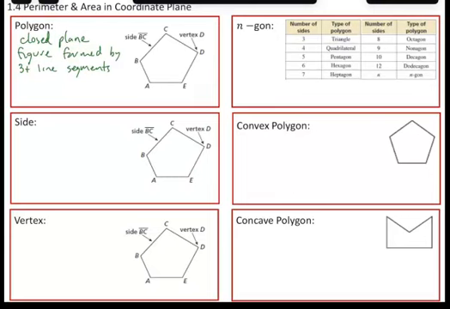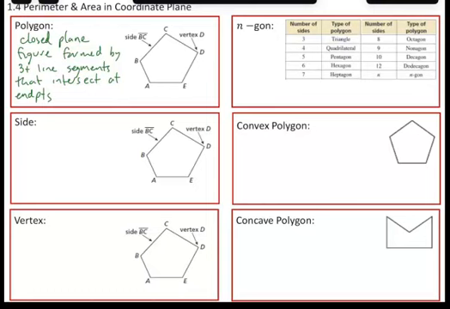And they're only going to intersect at their endpoints. And so there's no curved lines on a polygon. It's all just straight line segments. There's no sort of figure 8 or hourglass shape. So something like this here, like a bow tie, is not considered a polygon because it intersects at someplace other than the endpoint.